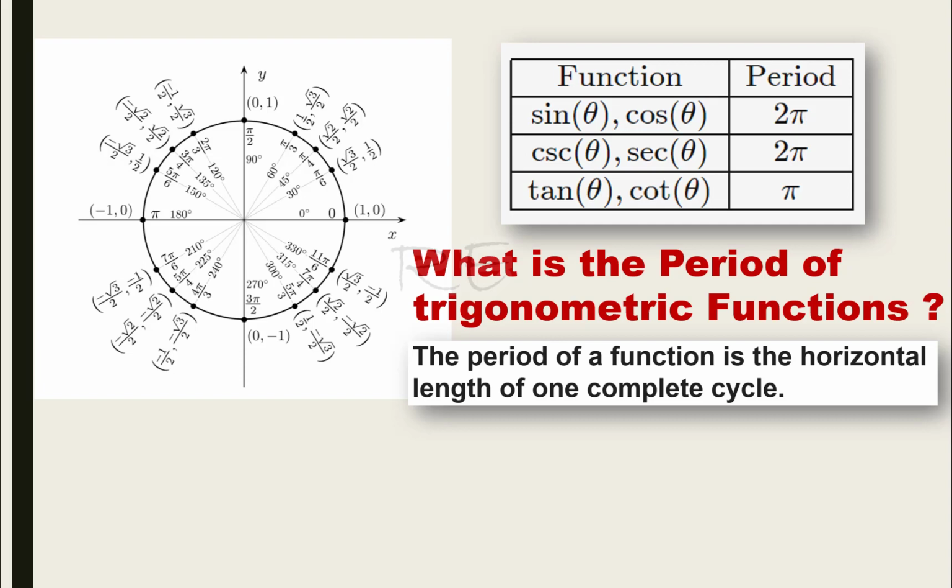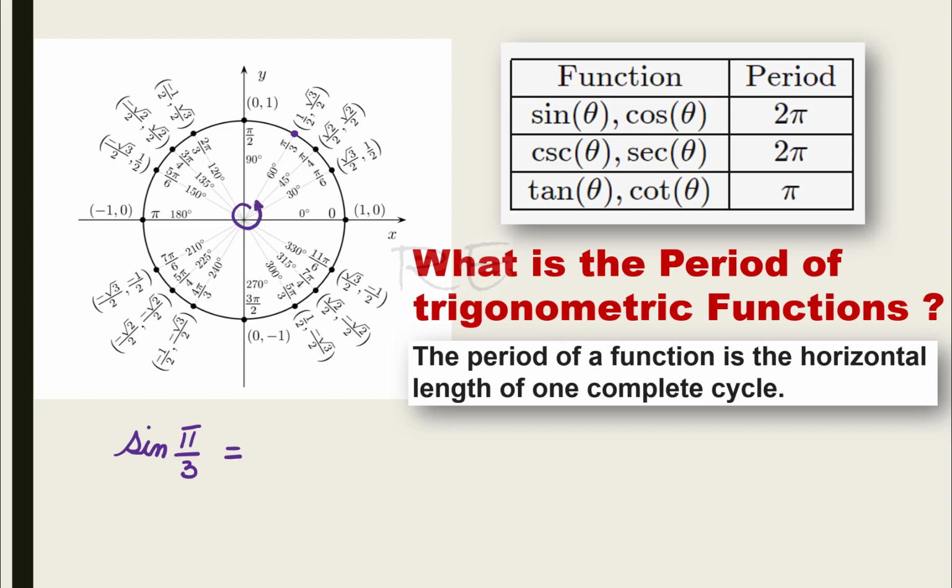What is the period of trigonometric functions? Simply put, the period of a trigonometric function is the horizontal length of a complete cycle. For sine and cosine, the period is 2 pi. For cosecant and secant, the period is 2 pi. Tangent and cotangent have a period of pi.